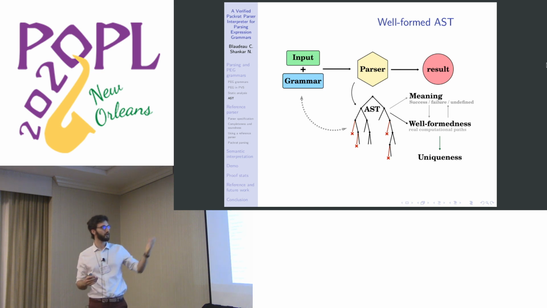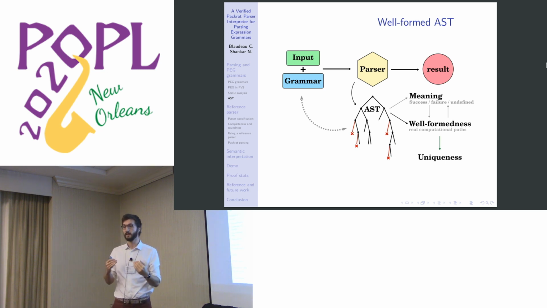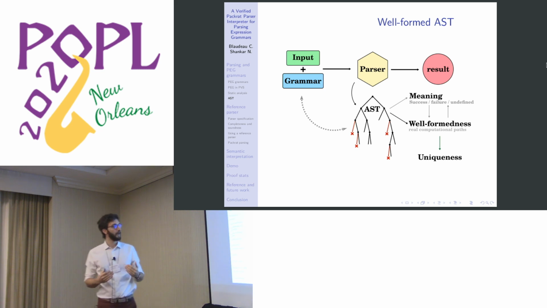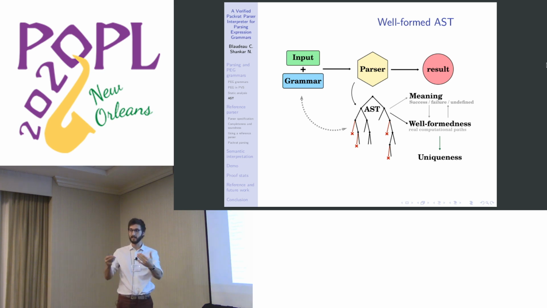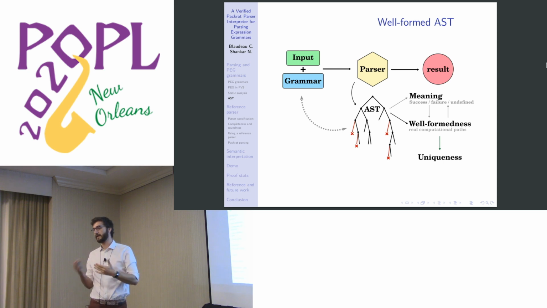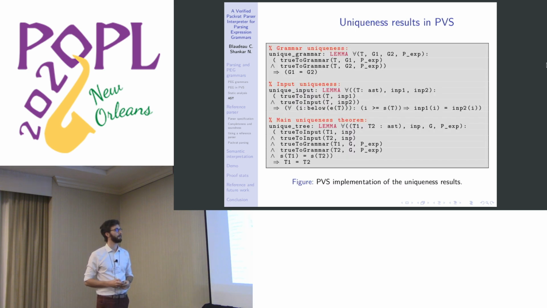But once you have this notion of meaning, you can define a notion of well-formedness. That is, this tree represents an actual parsing computational path. And once you have this notion of well-formedness, you get back the idea of uniqueness between input, grammar and a computational path. There is only one possible computational path. That result you had with the big step semantics, you also have with the small step semantics.